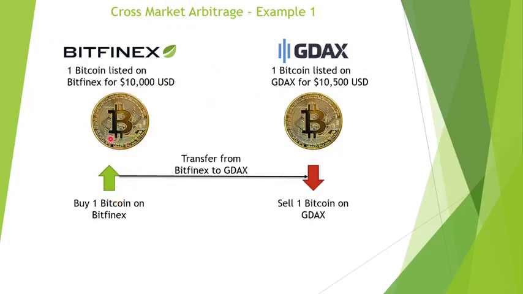So how might you do that in the simplest method? You might have money parked in both exchanges. Say you had USD sitting there, and you notice this price difference. You're like, hey, look, 10,000 here, 10,500 here. I'll buy one Bitcoin on Bitfinex, then I will transfer it from wallet to wallet from Bitfinex to GDAX. And once it gets to GDAX, I'm going to sell that coin. I bought it at 10,000, I sold it at 10,500. Holy crap, I just made 500. Isn't that awesome?